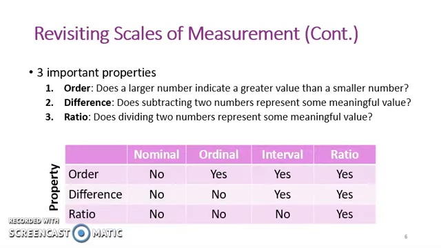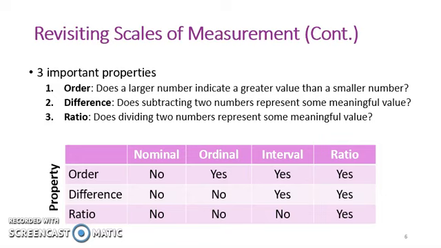There are 3 important properties to help us define and remember the scales of measurement. These properties are order, difference, and ratio. Order refers to rank ordering, meaning a larger number represents a greater value than a smaller number. Difference means that the difference between 2 numbers represents some meaningful value. Ratio means that the division of one number by another has some meaningful value.